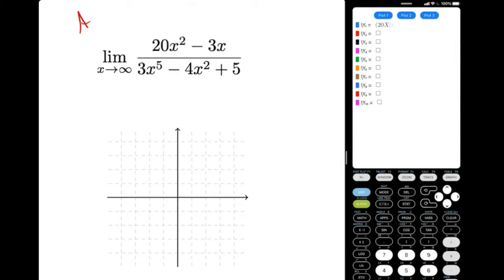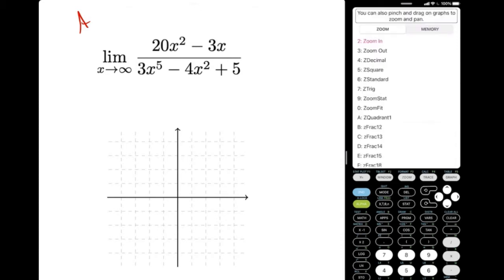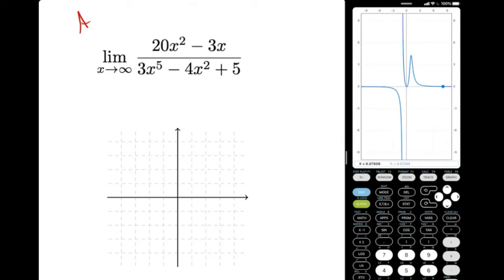So I'm going to go 20x squared minus 3x, divided by, open a paren, 3x squared minus 4, oh, that was supposed to be to the fifth, I do apologize, 3x to the fifth minus 4x squared plus 5. Let's take a peek and make sure that I entered it correctly. 20x squared minus 3x fifth, yes. Okay. So now I'm going to go zoom, and I'm going to go to the standard window, 6. Does yours look about like that?